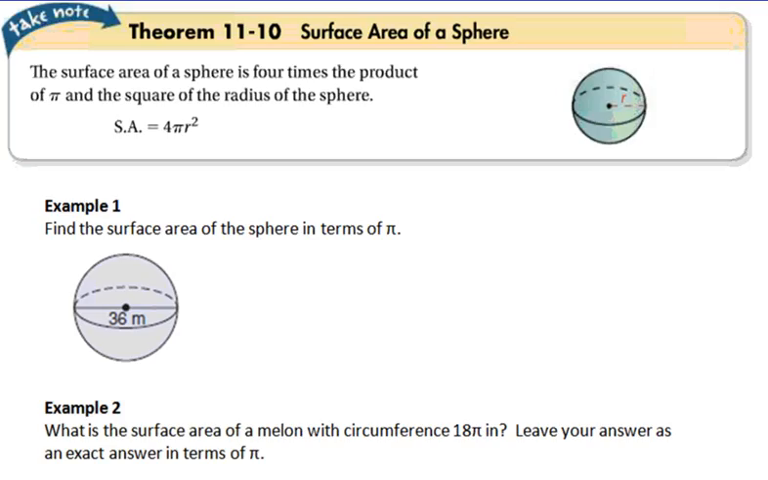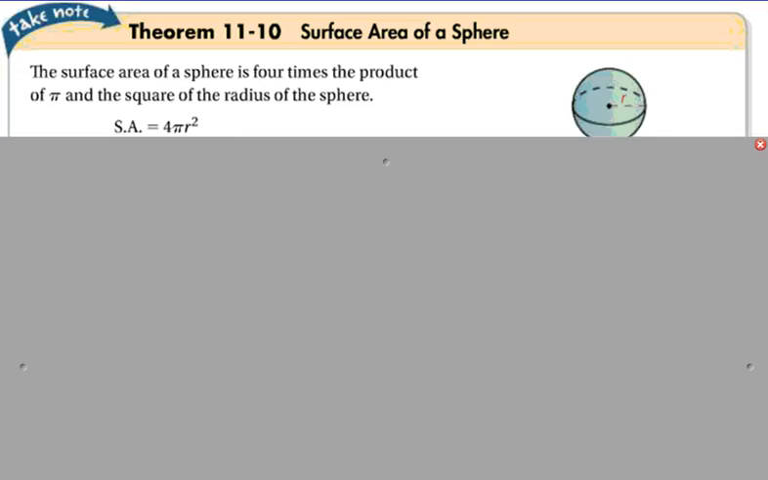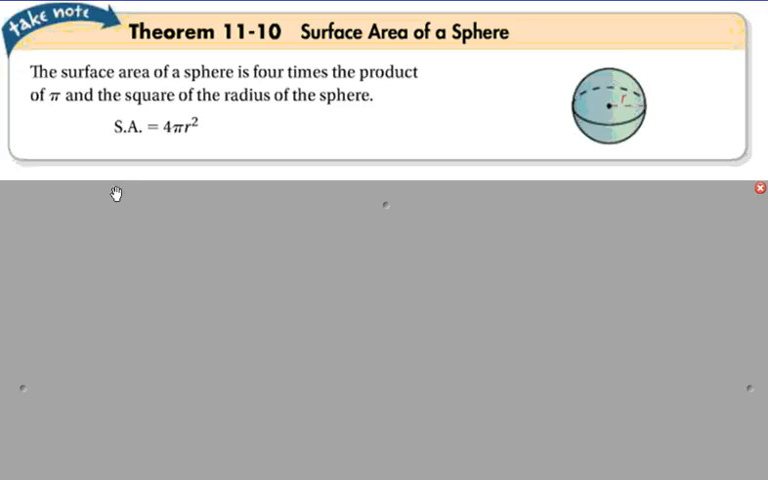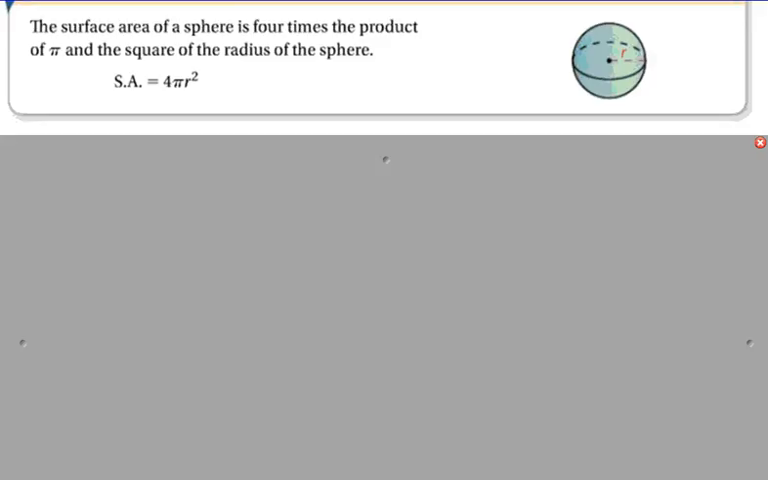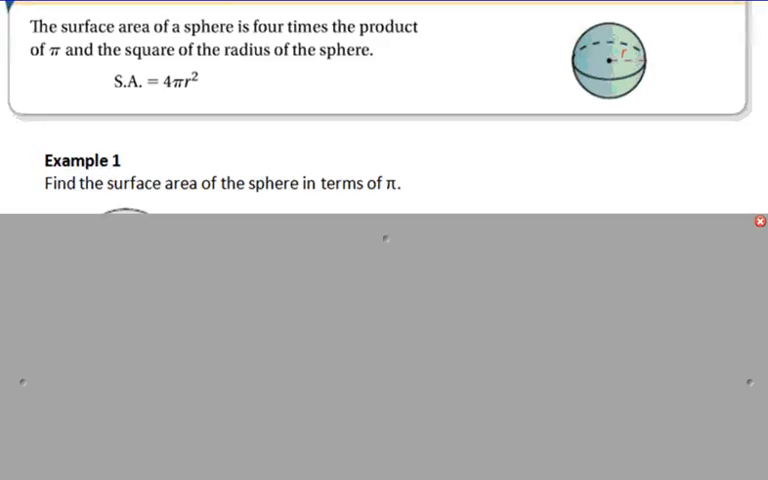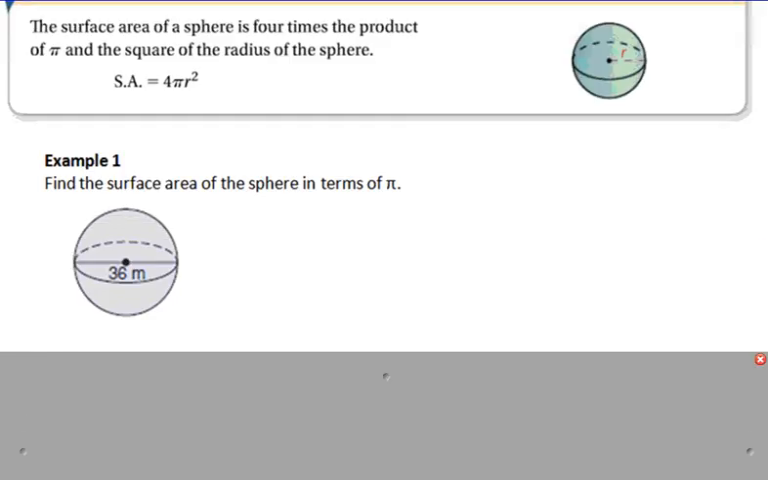And that's our next theorem, Theorem 11.10. The surface area of a sphere is 4 times the product of pi times the square of the radius. So it's super similar to the area of a circle, only it's times 4. It actually works out that it'd be times 4. So 4 pi r squared is the surface area of a sphere. Very simple formula as long as you have the radius.